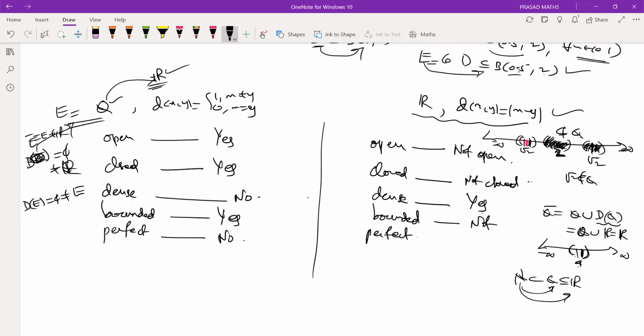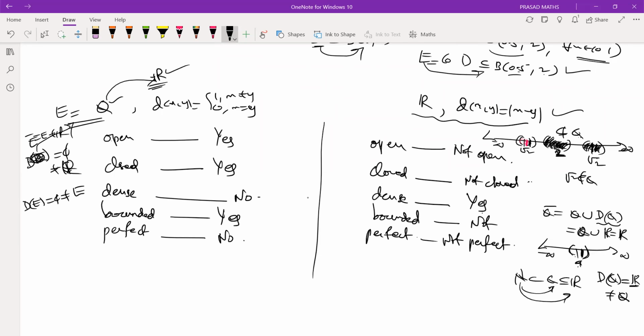Is it perfect? What is the derived set of Q? I already told you, every real number is a limit point, so the derived set is all of R. Is it Q? No. The derived set of Q equals R, and R is not Q. Therefore, the derived set of Q is not itself. Therefore, not perfect.